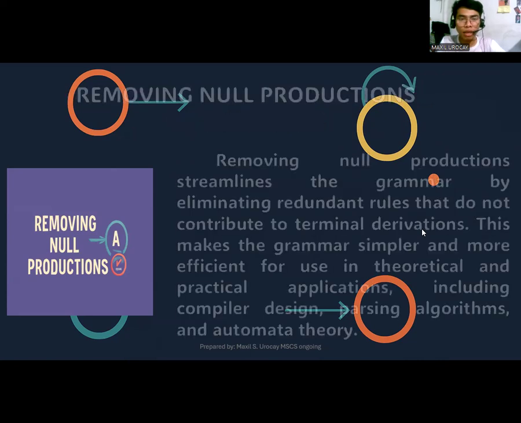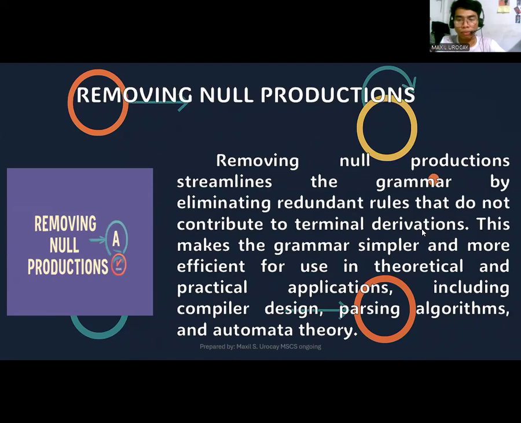And removing the null production streamlines the grammar by eliminating redundant rules that do not contribute to terminal derivation. This makes the grammar simpler and more efficient, and of course, useful in theoretical and practical applications, including compiler design, parsing algorithms, and automata theory. So let's actually go ahead and work on the illustrations so that you will really understand how to work on that.